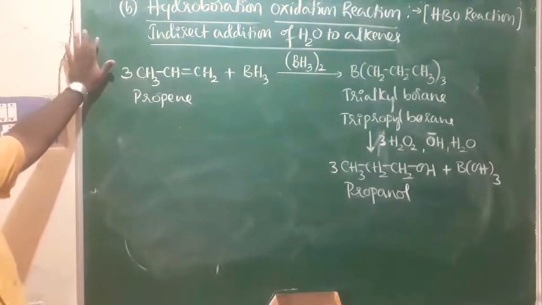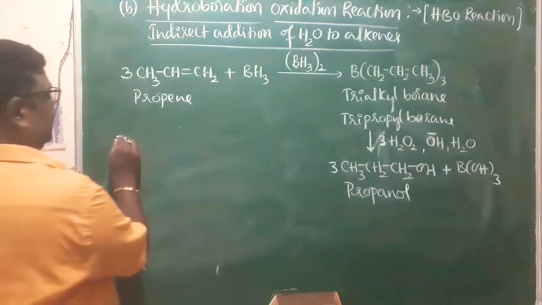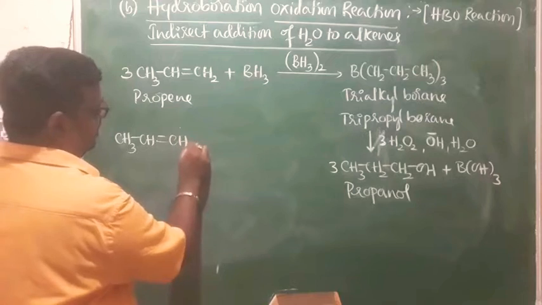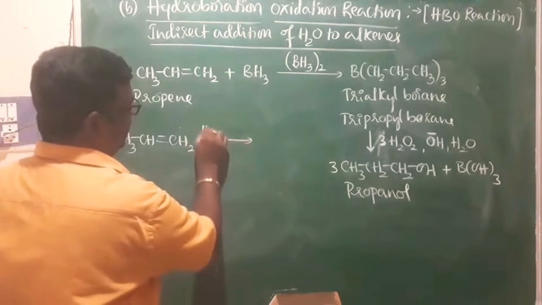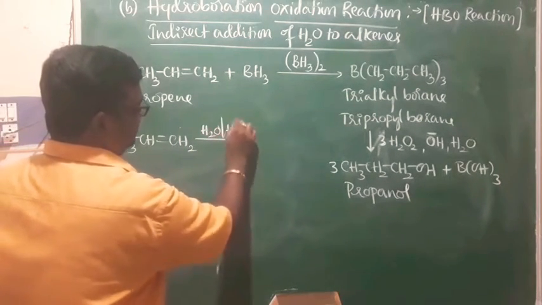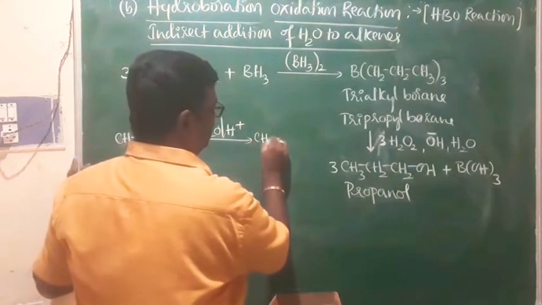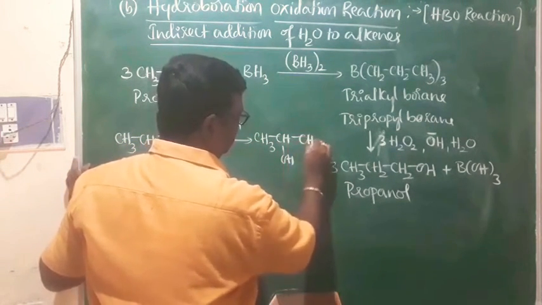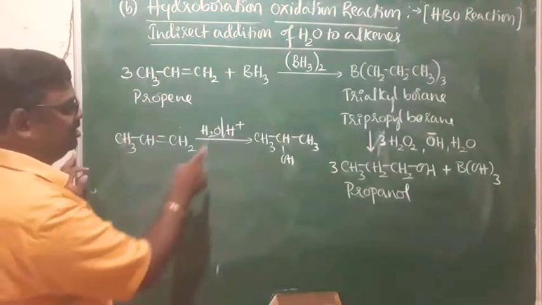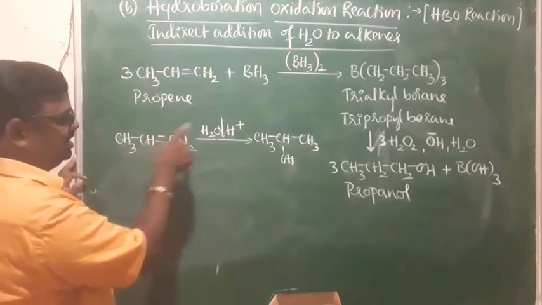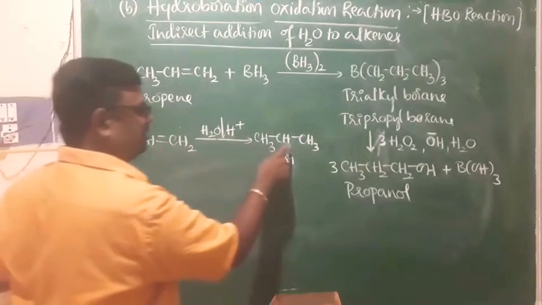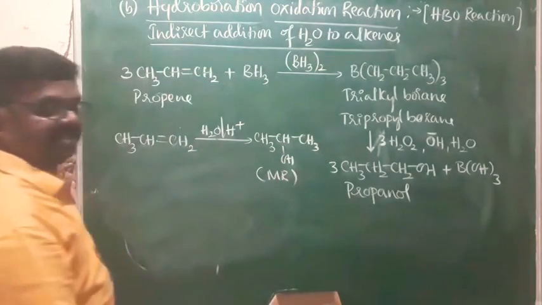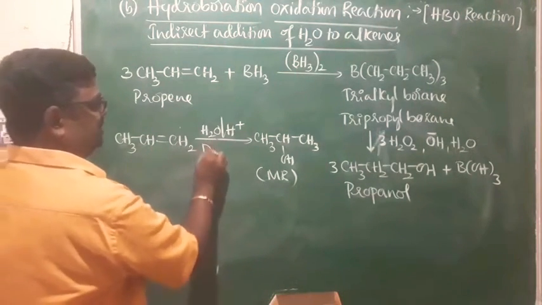When I take propene and add water in presence of H plus, you get CH3 CH OH CH3. Your OH group is connected to the CH and H is connected to CH2, according to Markovnikov's rule. This is direct addition.